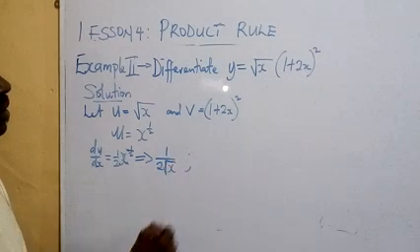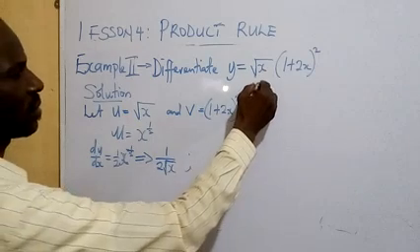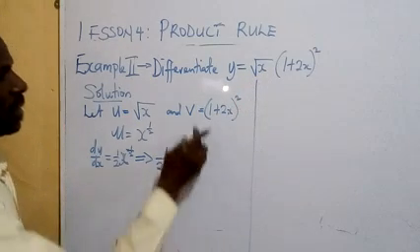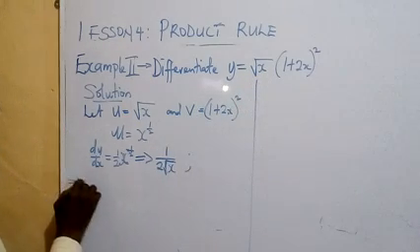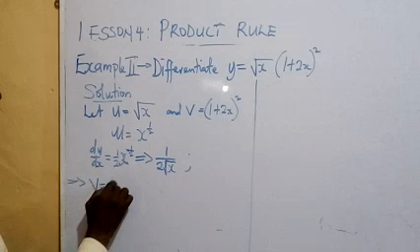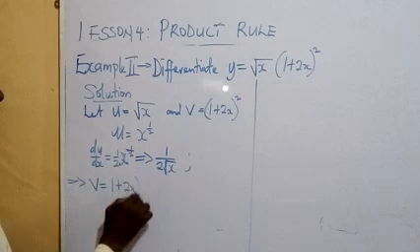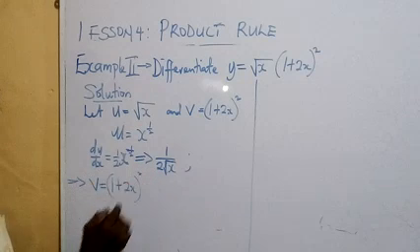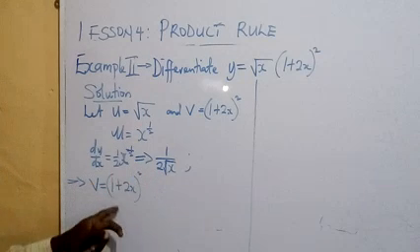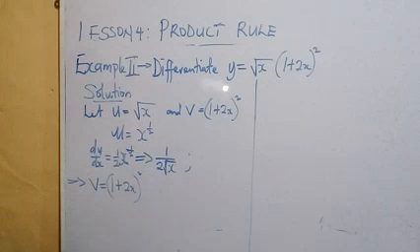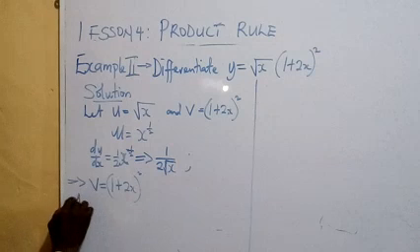Now, let's look at v. If you look at v, it is 1 plus 2x squared. Now, v has a power. How do we do this? We apply the chain rule here.